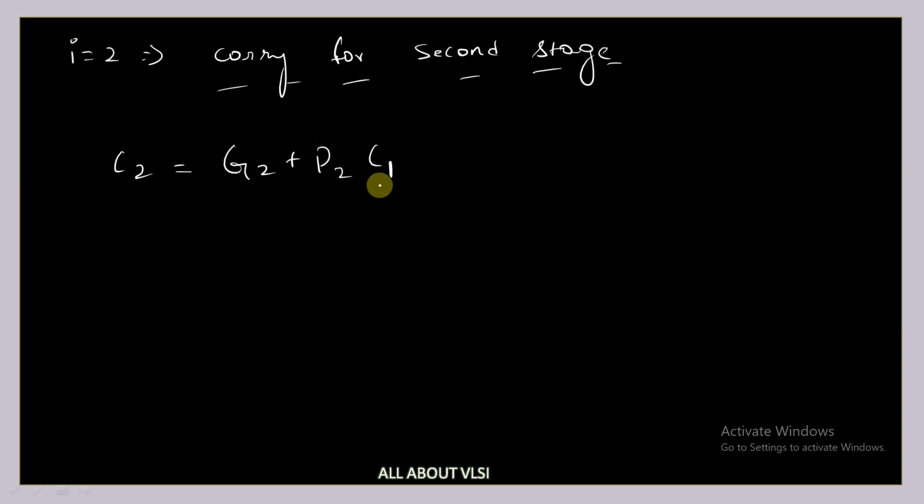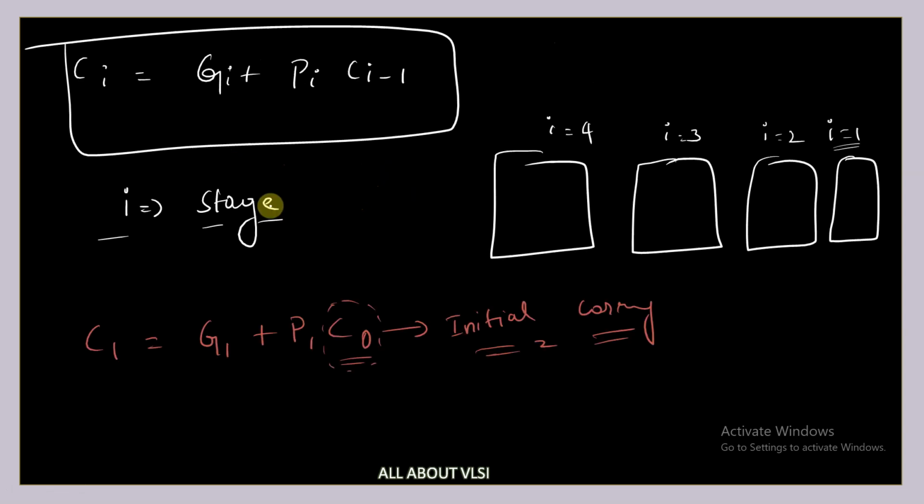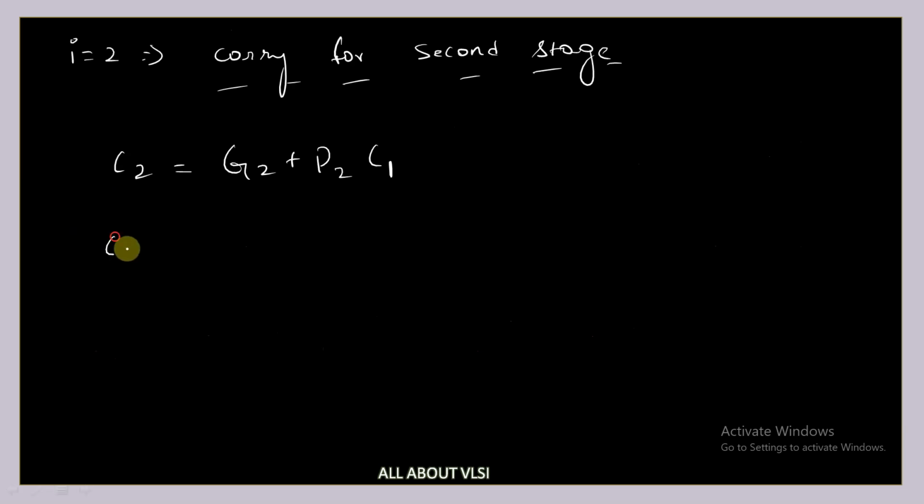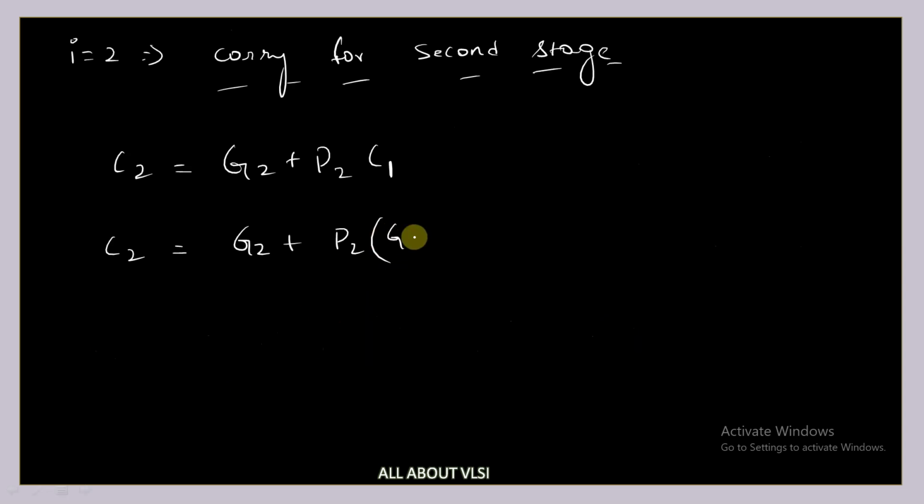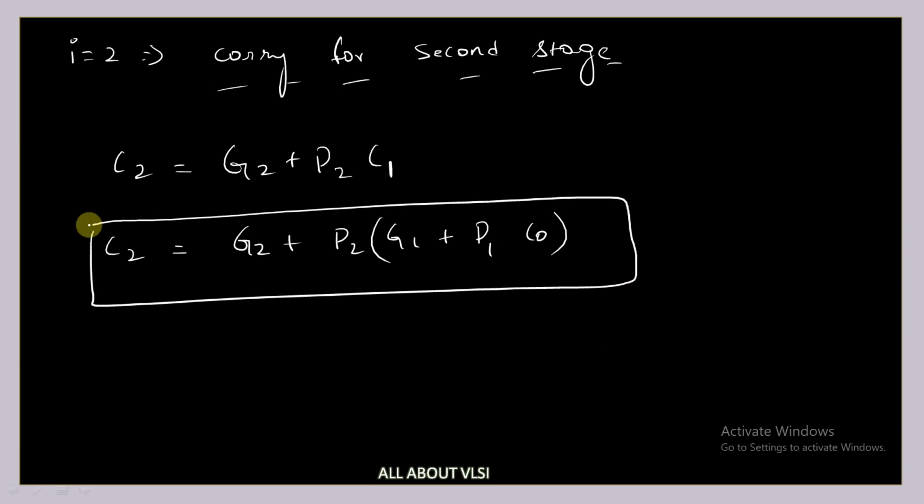Now you can say, sir, there is a dependency. We are depending upon C1. But if you expand the C1 equation which we have calculated previously, then what will happen? C2 = G2 + P2 * (G1 + P1 * C0). So here there is no dependency upon the previous stage carry, where C0 is your initial carry.